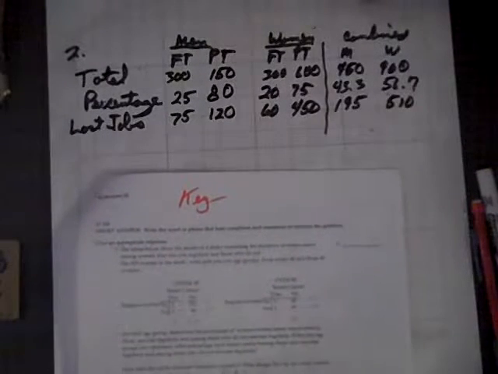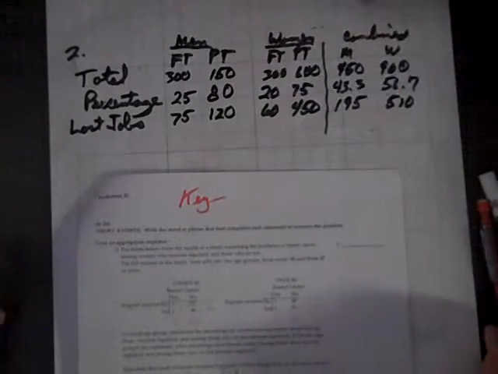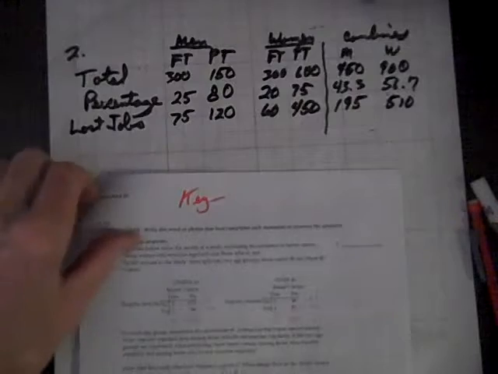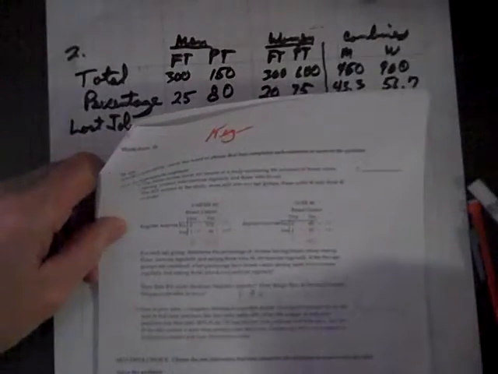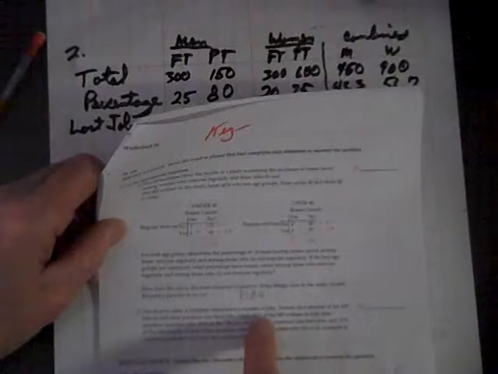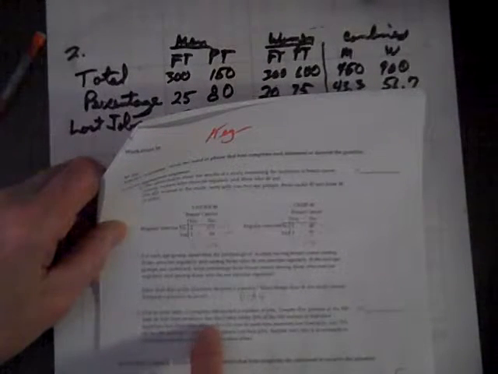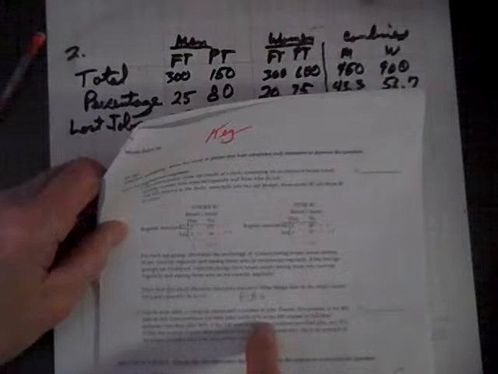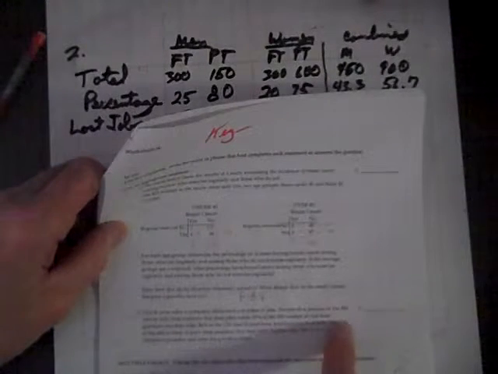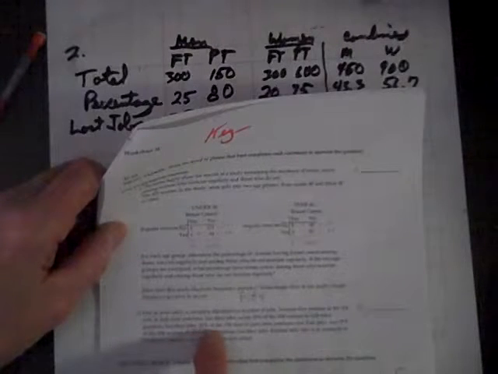So this is part 2 of Unit 3E, and we're doing question 2, and it says that due to poor sales, the company eliminated a number of jobs. 25% of the 300 men in full-time positions lost their jobs, while 20% of the 300 women in full-time positions lost their jobs.